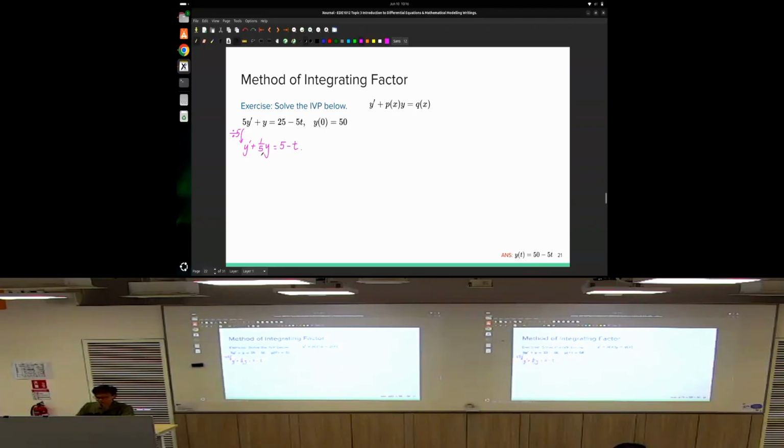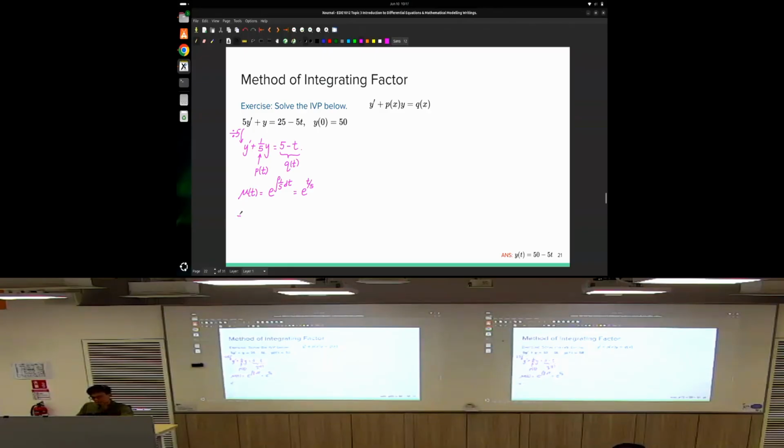So then what is your p of x? This is your p of x. In this case, p of t. This is your q of t. Okay, because the independent variable changed from x to t now. So as usual, mu. So e to the integral of 1/5 dt. So this is e to the t over 5. No need to plus c.